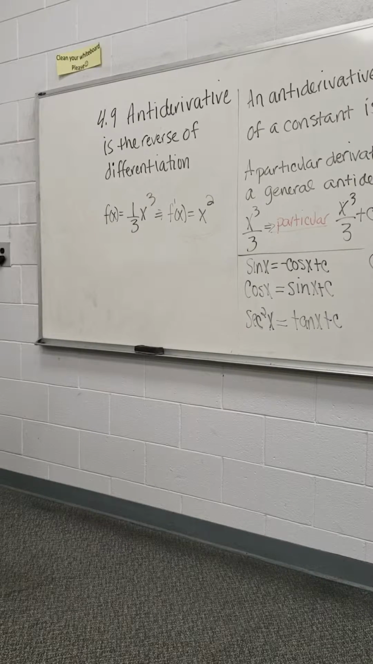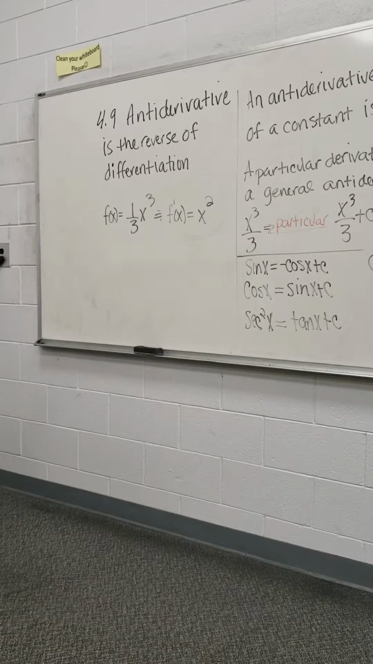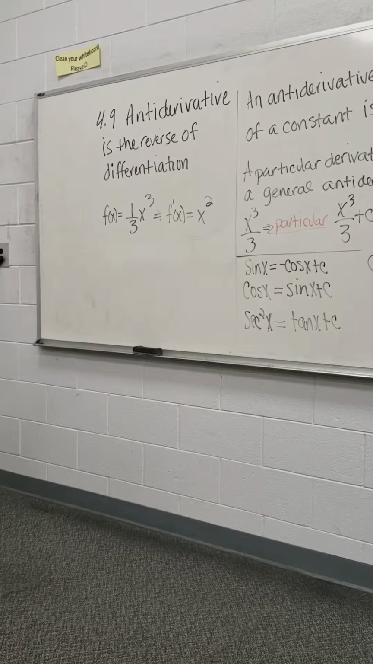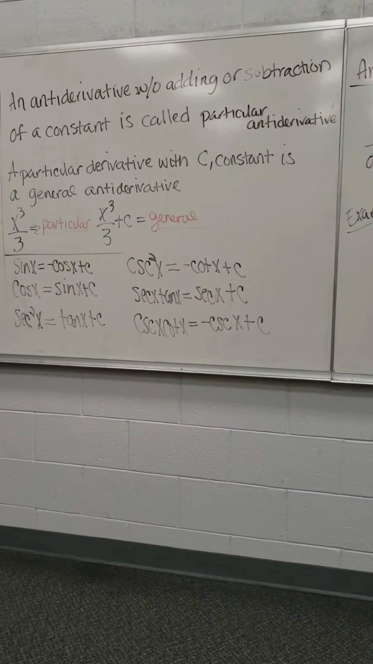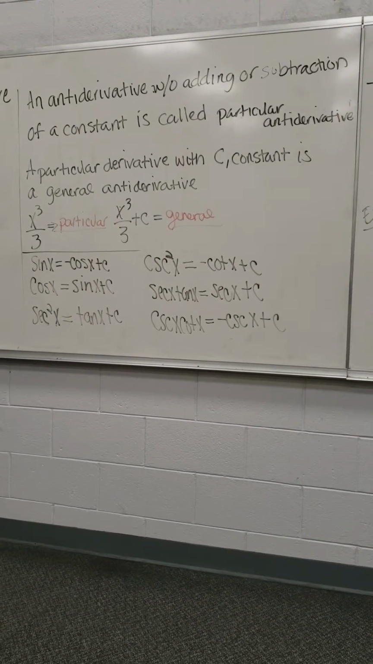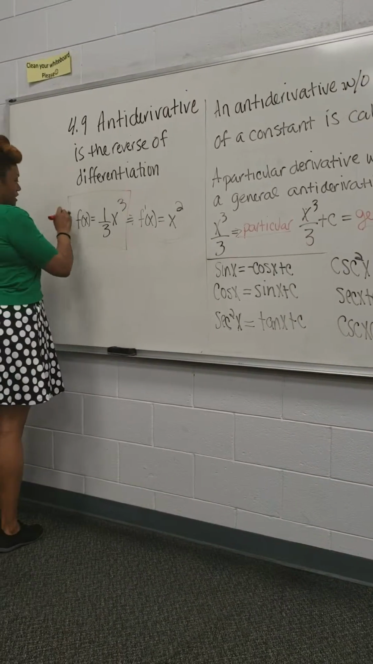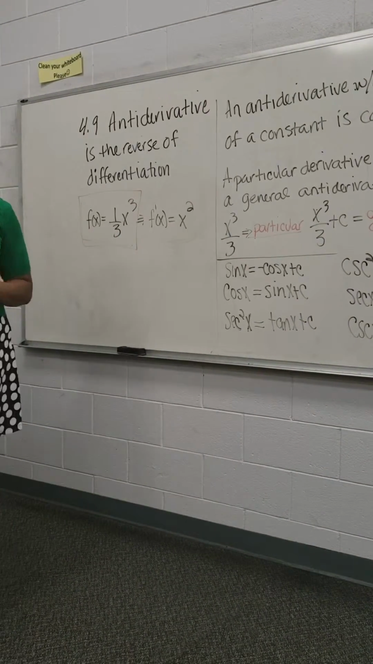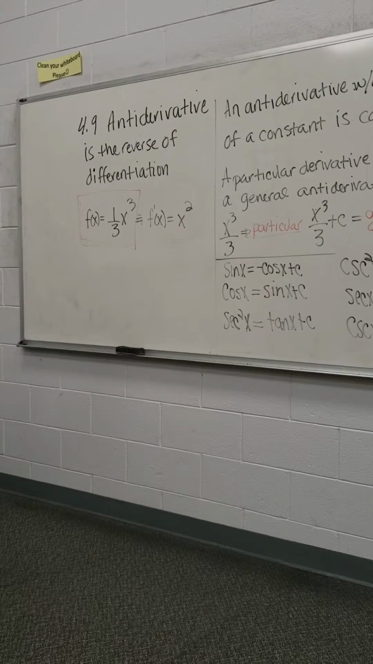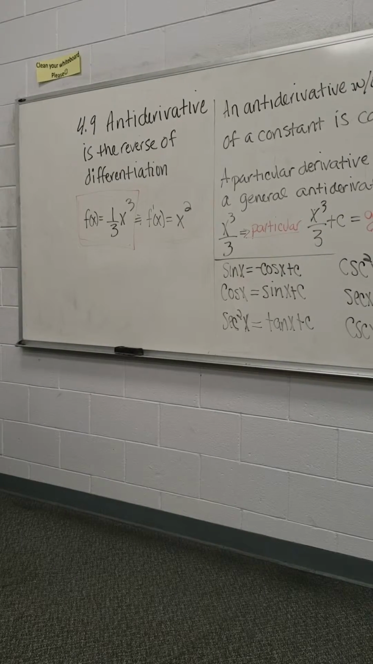For instance, if f of x equals 1/3 x cubed, the derivative of that would be x squared. Well, the antiderivative is pretty much going back to its original state. So the original state, or the antiderivative of this, would essentially be 1/3 x cubed, right? But we'll go into more detail in a minute.